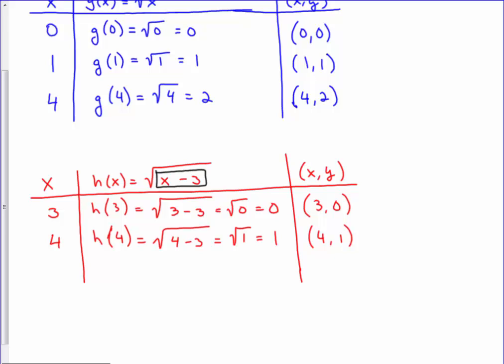Let's choose one other value. The next value that I easily know how to take the square root of would be 4. What x would I subtract 3 from to give me 4? Well, that value would be 7. So h of 7 equals square root of 7 minus 3, and 7 minus 3 is 4. The square root of 4 is 2.